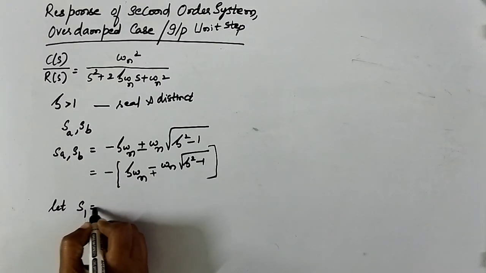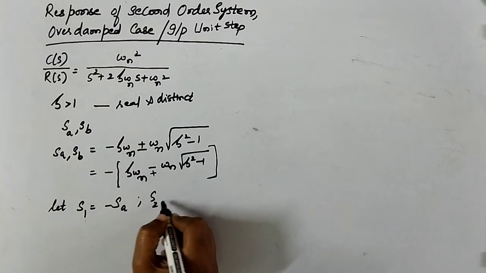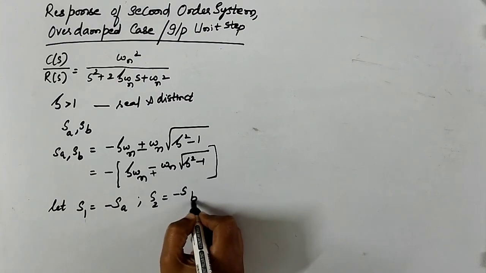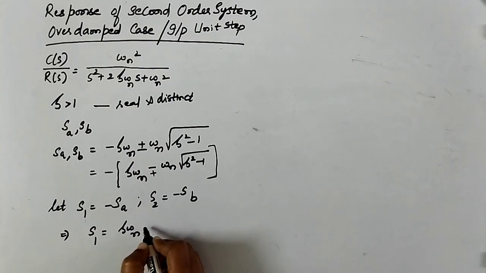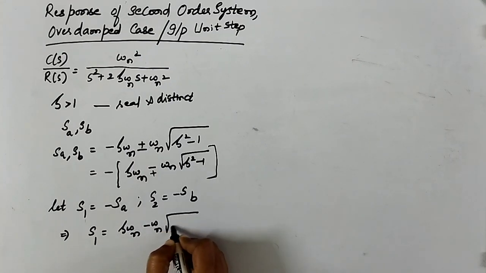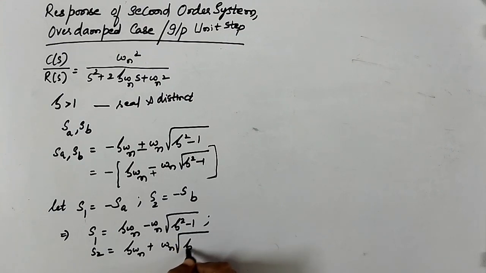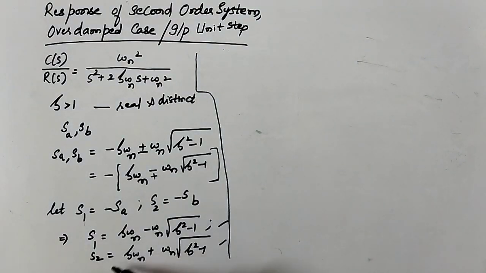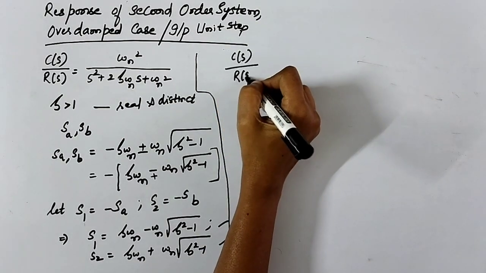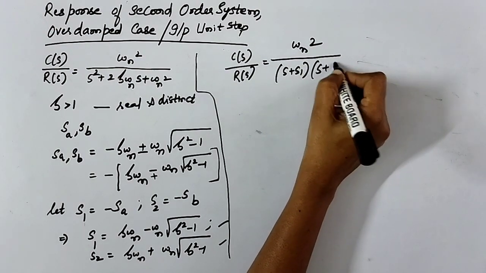Let S1 equal to minus of SA and S2 equal to minus of SB. S1 would be equal to zeta omega n minus omega n root over zeta square minus 1, and S2 would be zeta omega n plus omega n root over zeta square minus 1. Now we'll write the transfer function in terms of S1 and S2. C(s)/R(s) equal to omega n square by (s plus S1) into (s plus S2).